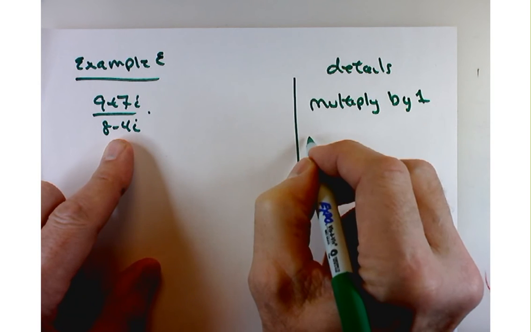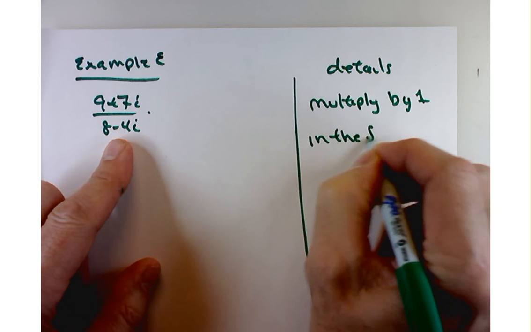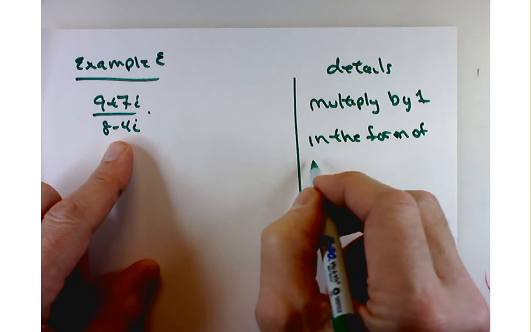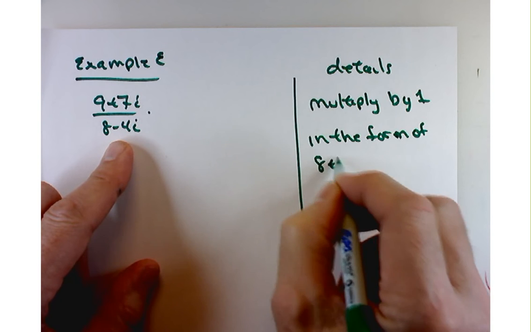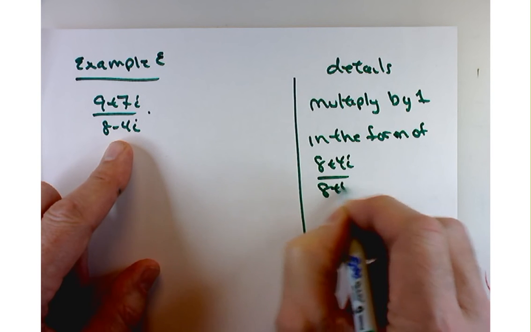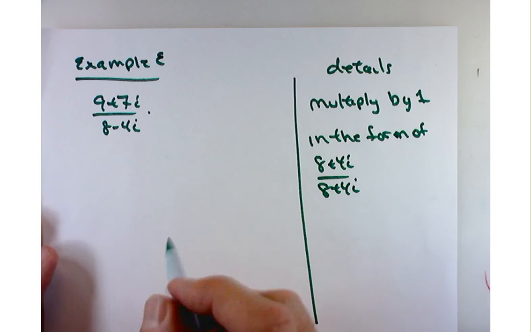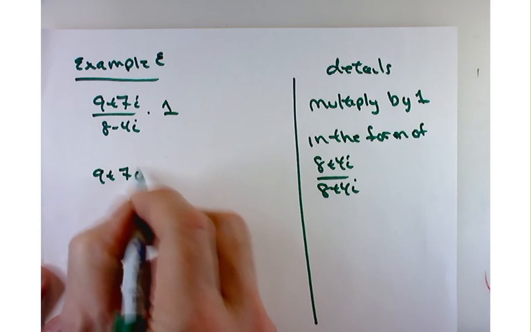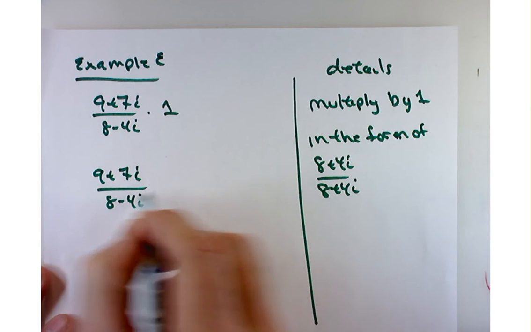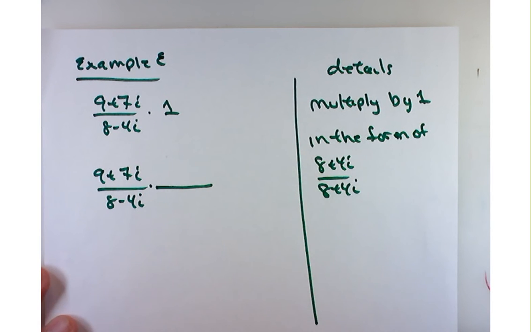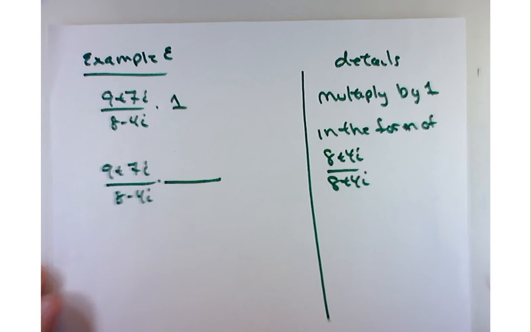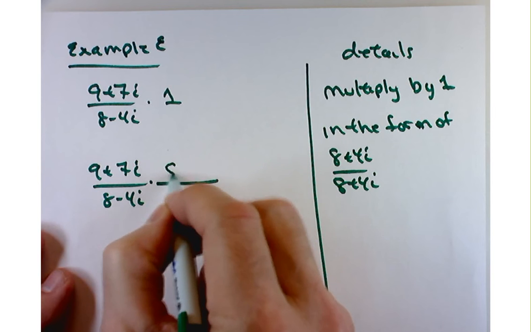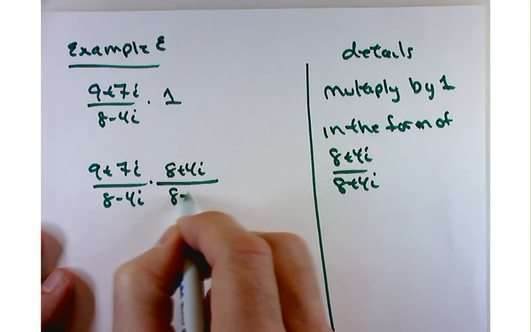So, well, I guess you're going to multiply by 1 in the form of 8 plus 4i over 8 plus 4i. So we're going to multiply by 1. Does multiplying by 1 change the value of something? No. Multiplying by 1 keeps things the same. So I can multiply by 8 plus 4i over 8 plus 4i.